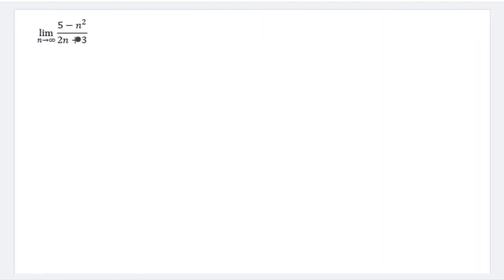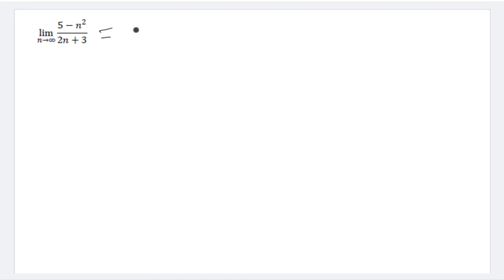Let's have another example. Let's say we have the sequence (5 - n²)/(2n + 3). So when do we apply L'Hopital's rule? We will apply L'Hopital's rule until either the numerator or the denominator or both is just a constant. If we still have a variable, we keep on getting the derivative. So we do not stop at the first derivative if there is still a variable. Again, we only stop if it's already a constant, then we evaluate the limit.